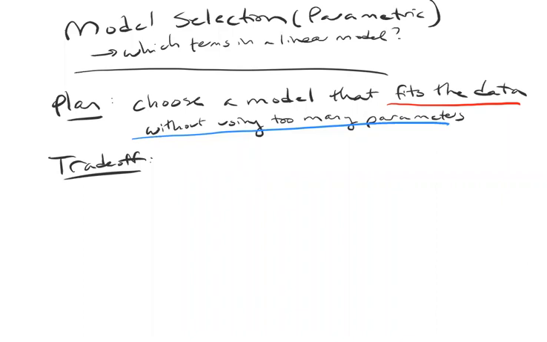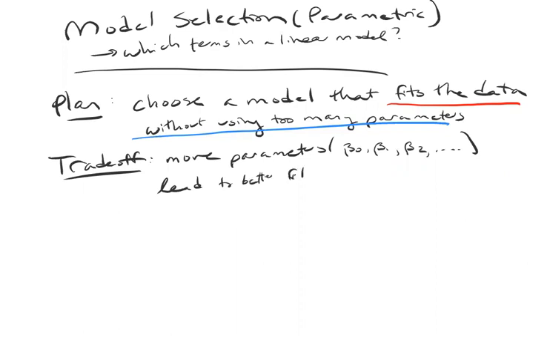There's a trade-off between how well the model fits and how many parameters I need to include to make it fit. More parameters, and what do I mean by parameters? I mean that I have beta 1, beta 2, etc. Right? More parameters lead to a better fit, also known as smaller residuals. But here's a trade-off. More parameters also lead to what we call overfitting.